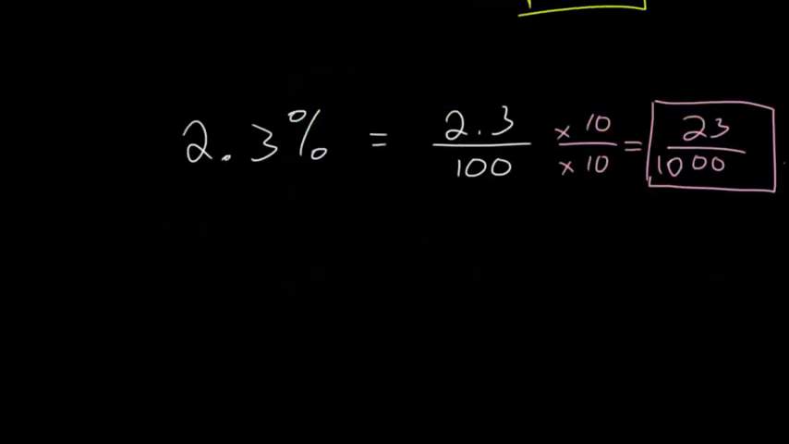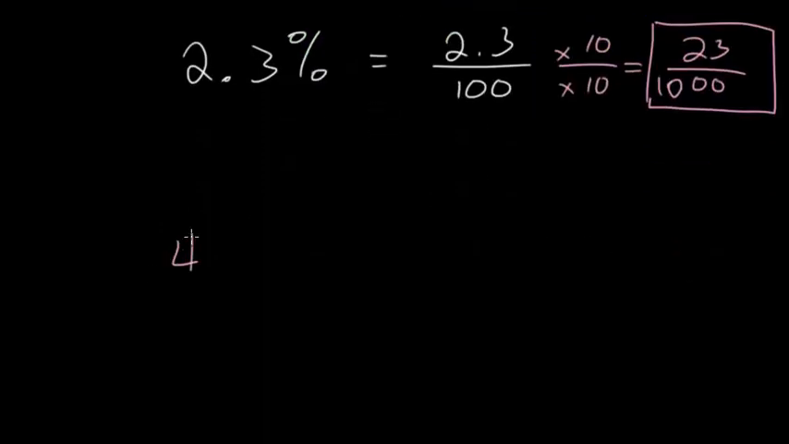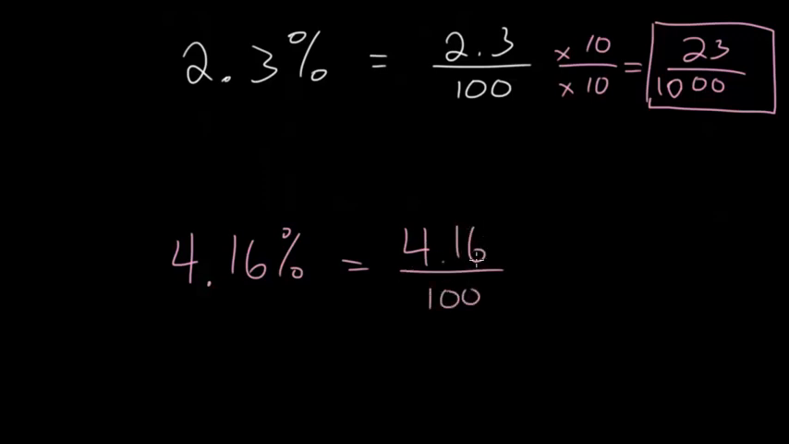And likewise, if you had a problem where, let's say you had 4.16%, you'd first write it by changing it to division over 100. So 4.16 divided by 100. And now we need to get rid of the decimals up here. So we're going to multiply by 100 this time, because we got to move the decimal place twice, so it needs to have 2 zeros after the 1.